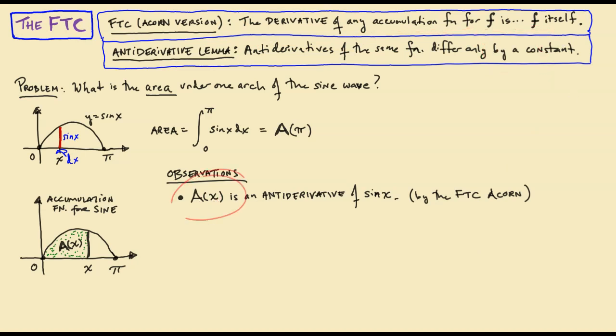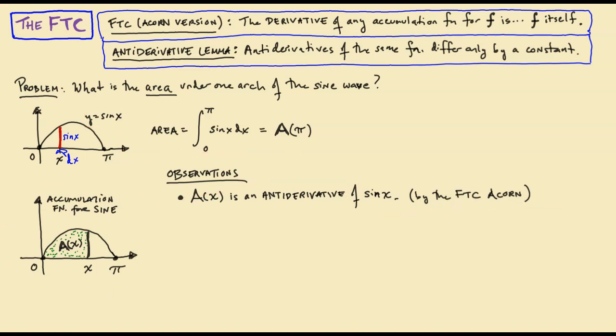So that means the accumulation function for any given function, sine in this case, is an antiderivative of that function, because when we take the derivative of the accumulation function, we get the function itself. Okay, so that's the contribution of the acorn.